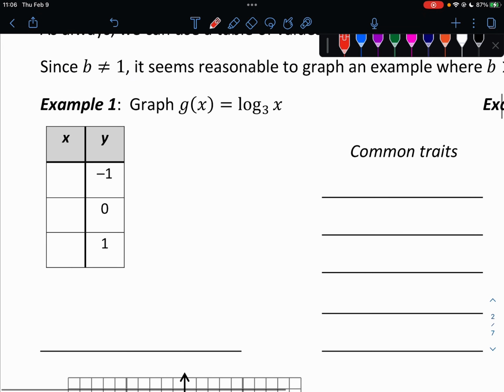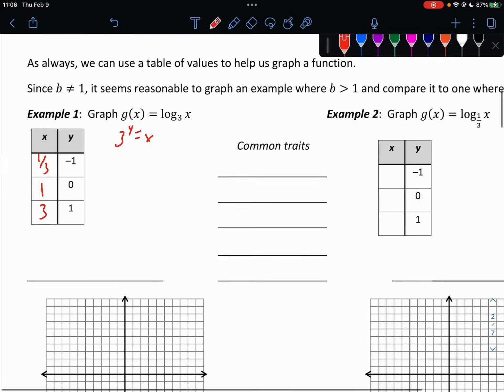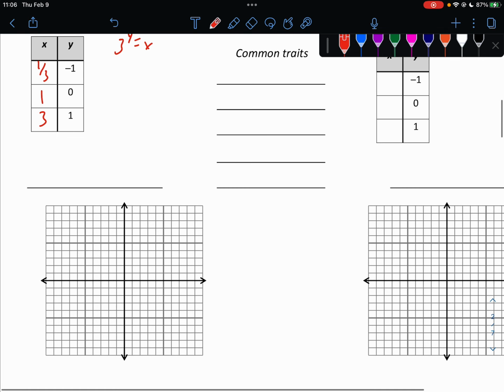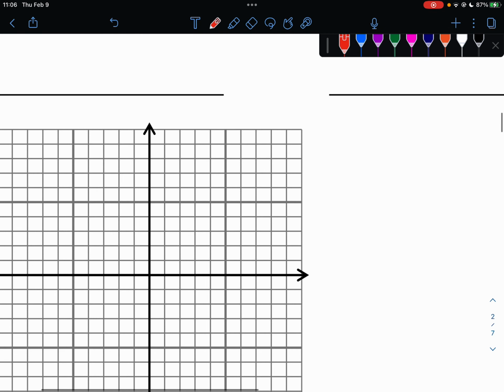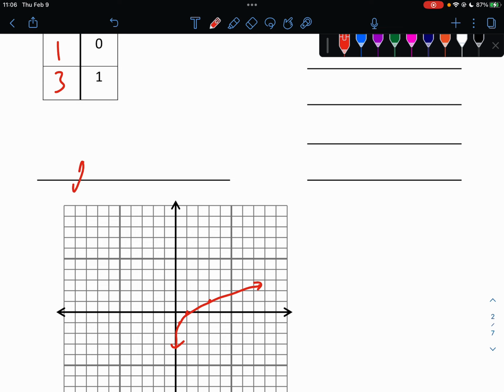So we have that same one we just did here, 3 to the y equals x. So our values were 1/3, 1, and 3. So it'll be 1/3 negative 1, 1, 0, and 3, 1. Okay, so we call this logarithmic growth. And that is when the base, b, is greater than 1.